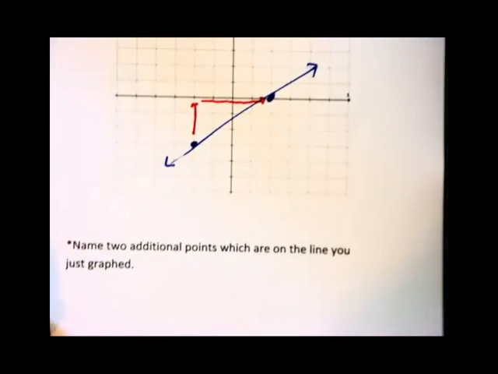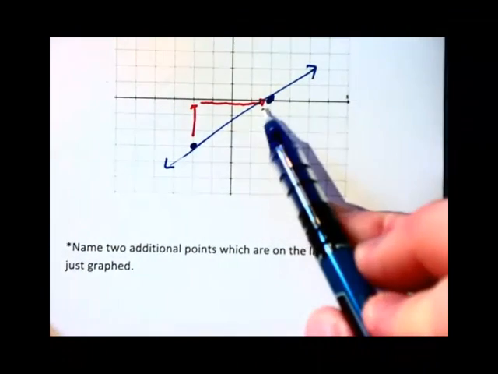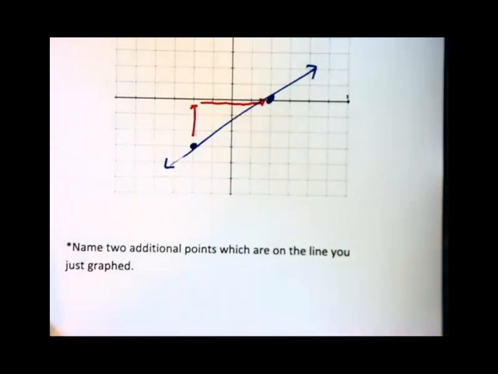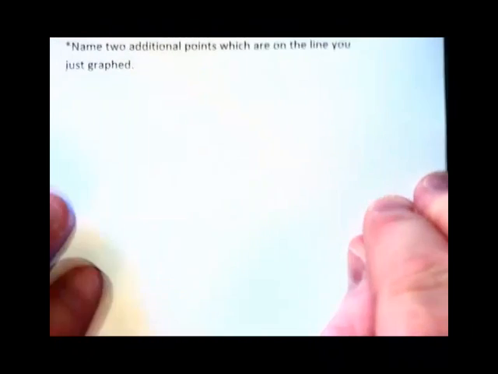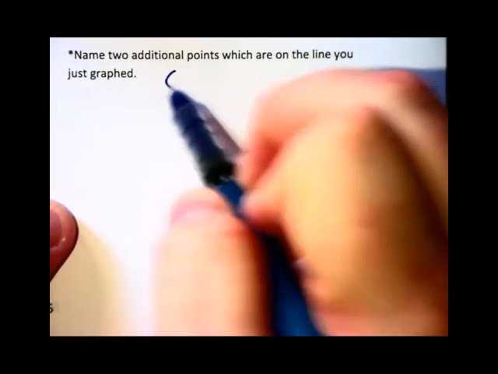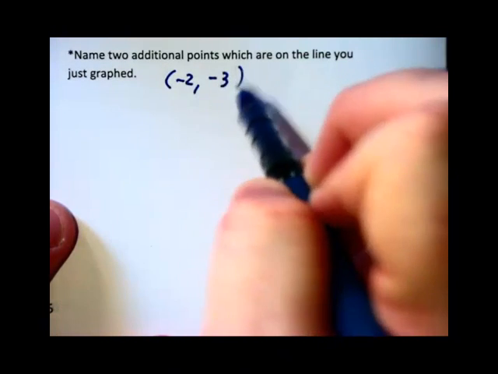Okay. Name 2 additional points which are on the line you just graphed. Well, I guess what we could do is we could rise 3 and run 4 again, and then rise 3 and run 4 again, and that would give us additional points. So what I'm going to do is the following. We started with the point negative 2, negative 3.